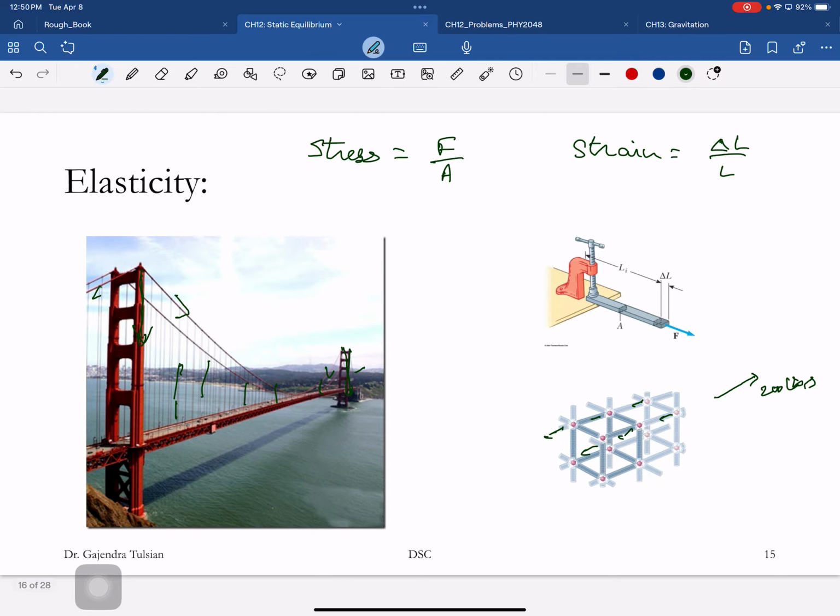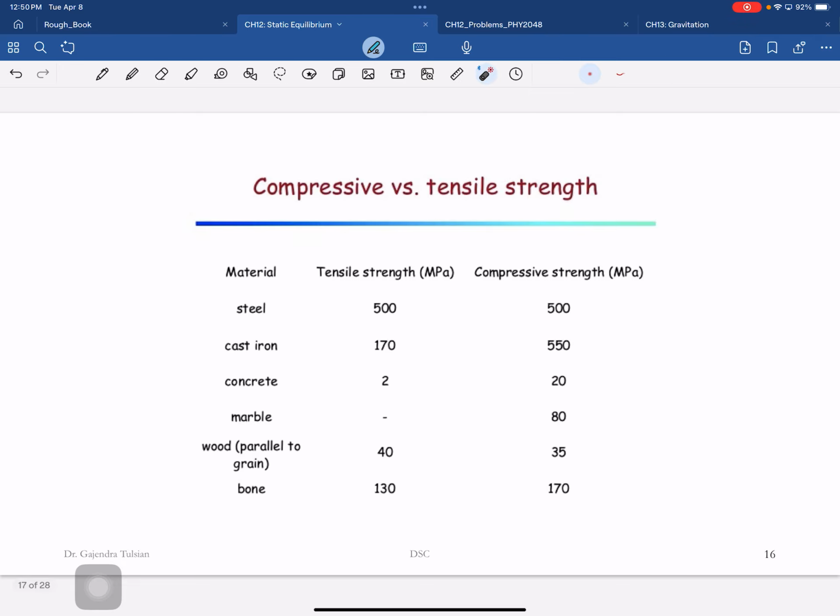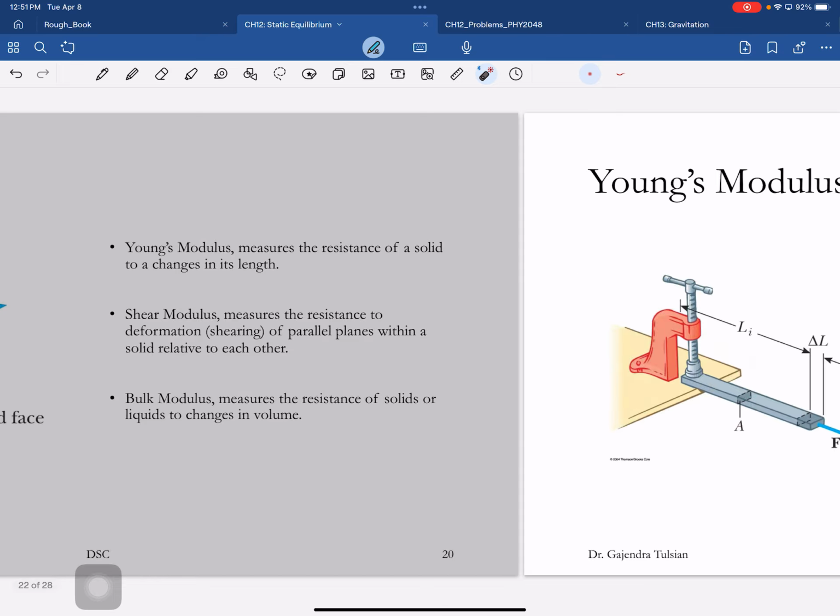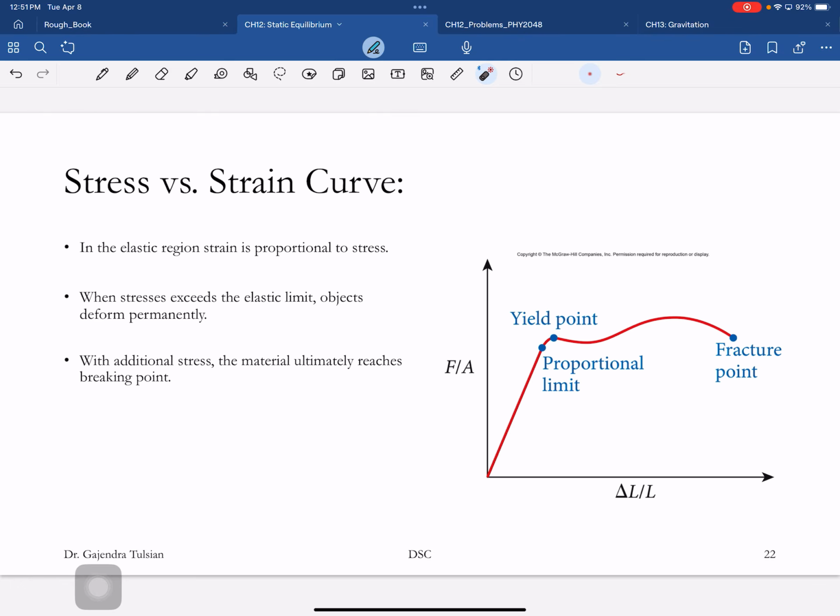Keep in mind these cables on the bridge. Okay, so we're talking about this. Those cables, yep.